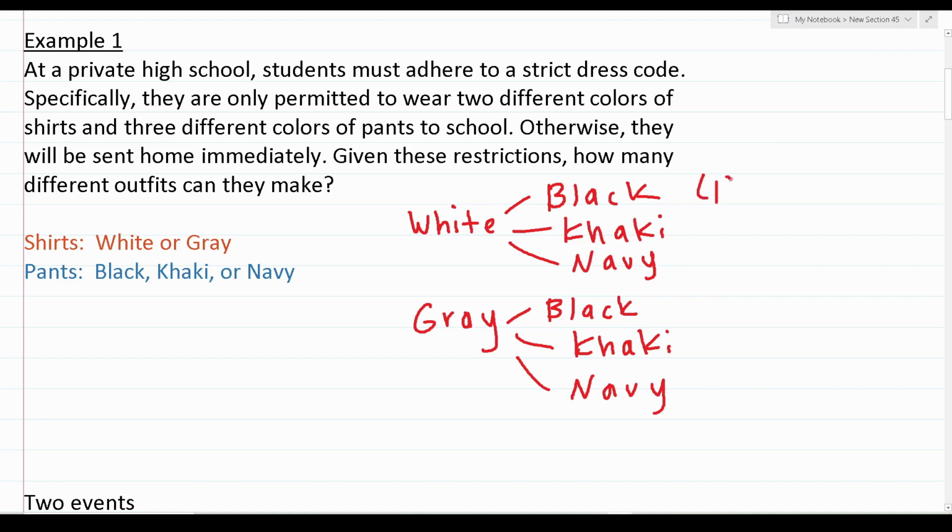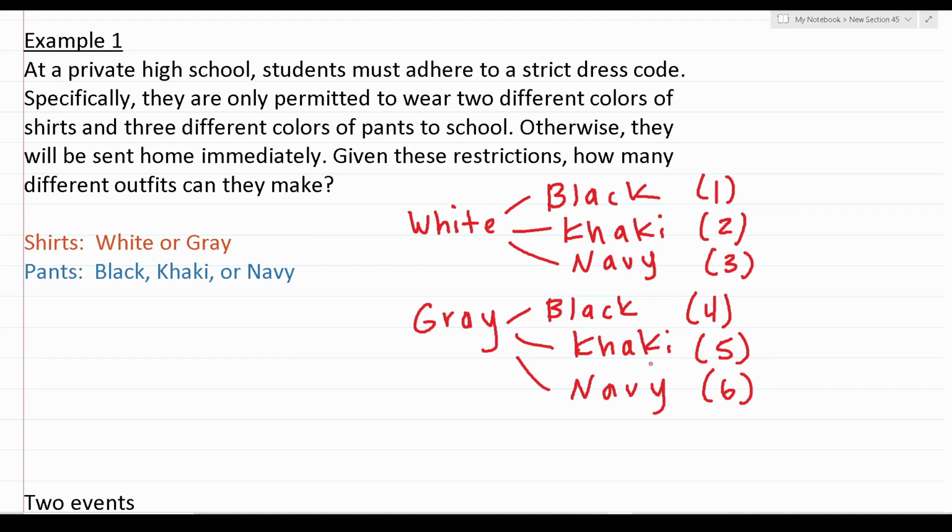Again, there's one here that is a white shirt and black pants. Second one here, white shirt, khaki pants. A third one here, white shirt and navy pants. A fourth one here, notably a gray shirt and black pants. A fifth outfit here, notably a gray shirt and khaki pants. And a sixth outfit here, notably a gray shirt and navy pants.